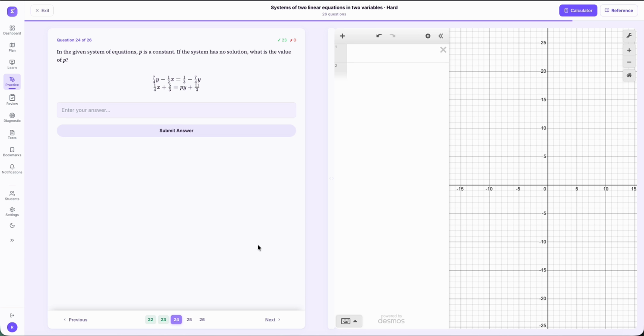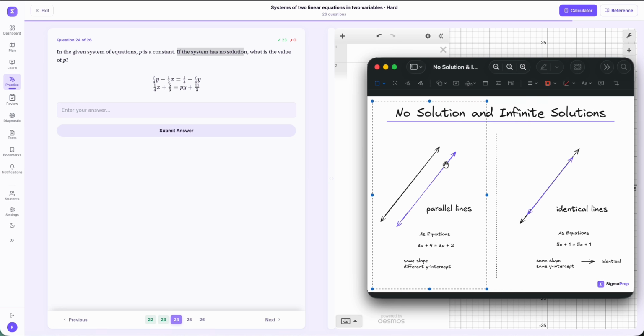Let's go. Okay, in the given system of equations, P is a constant. If the system has no solution, what is the value of P? We got to know this. This is our special case over here on the left, no solution.